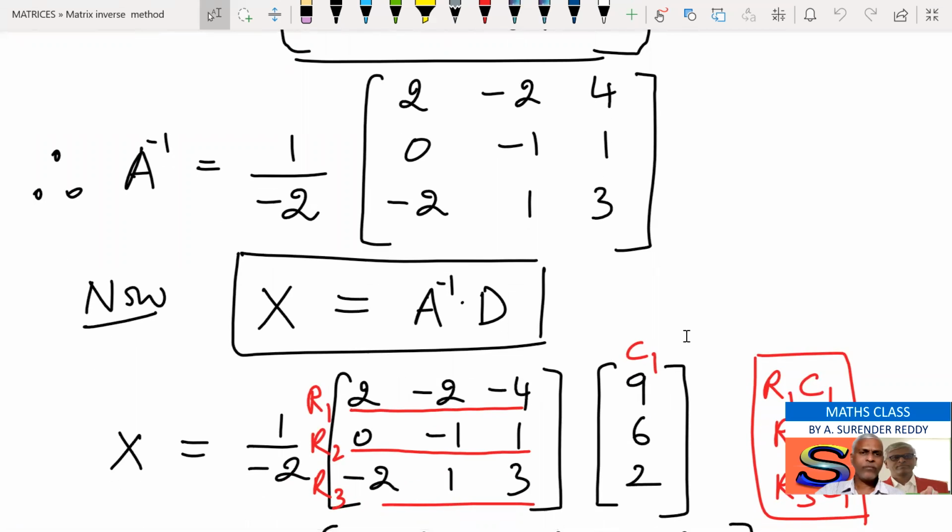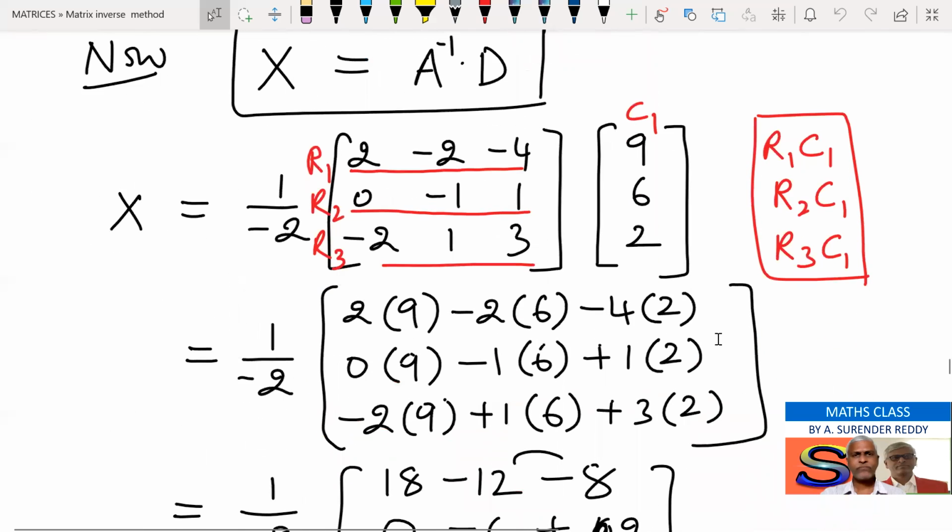now the solution for this system of equations is X is equal to A inverse D. Here A inverse is the inverse matrix and D is the constant matrix. So A inverse into D. Here 9, 6, 2 is the constant matrix.